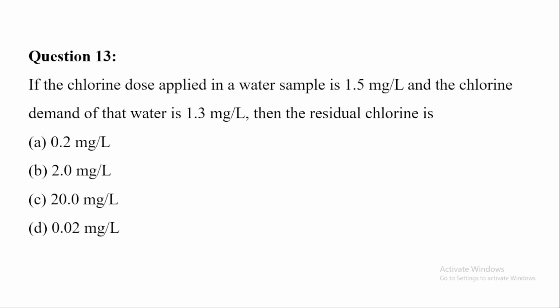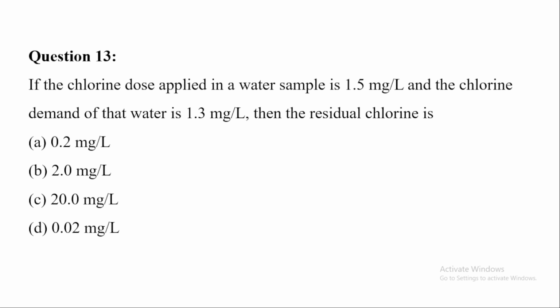So question number 13. If the chlorine dose applied in a water sample is 1.5 mg per liter and the chlorine demand of that water is 1.3 mg per liter, then the residual chlorine is. So, chlorine demand I have already explained a few questions back. I told you what is chlorine demand. Chlorine demand is nothing but applied chlorine minus residual chlorine.